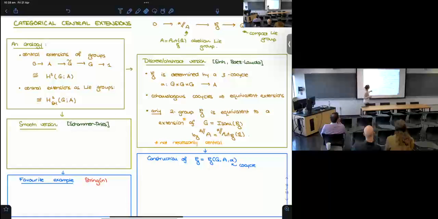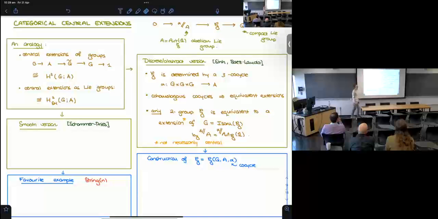So if we want to define an extension of G by pt mod A, we need to give a 3-cocycle alpha. She shows that if we have cohomologous cocycles, we get equivalent extensions. And any 2-group, in the discrete or abstract version, is equivalent to some kind of extension of its isomorphism classes of objects by pt mod A. But the caveat here is that this is not necessarily central. And the formulas I'm going to give only work for central.